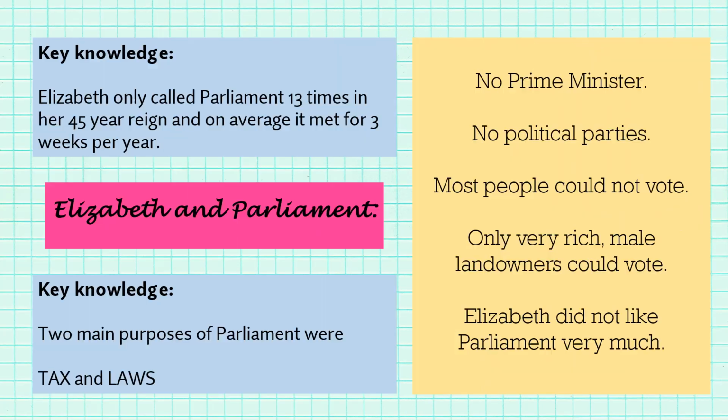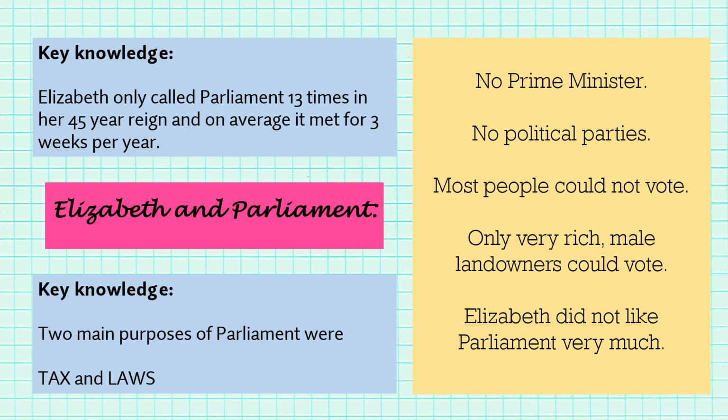Parliament in Elizabeth's reign was very different from Parliament today. It wasn't a democracy meaning power to the people, where people have a vote. That wasn't really the case. There was no prime minister, there were no political parties, most people couldn't vote for them anyway. The only people who could vote were really rich men who own lots of land. And Elizabeth doesn't particularly like Parliament. We know that because she doesn't call it very often, 13 times in 45 years.